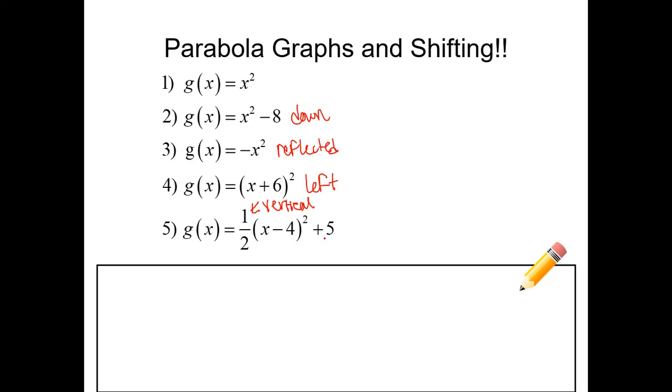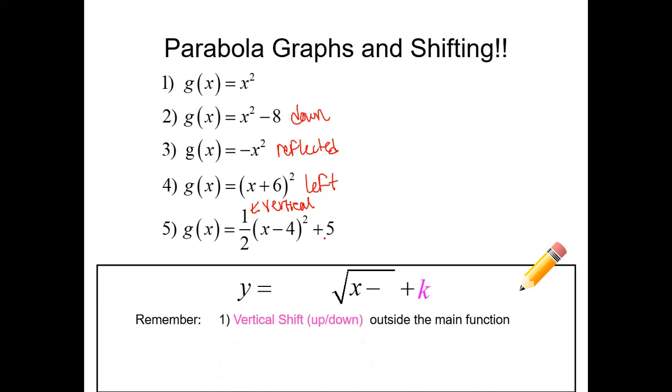So we have to keep in mind our graph shifts because that will also show up on a square root. So the first thing we have to remember, there's the number outside. That's the up and down outside the function to transform our graph or our table. We also have the horizontal shift, which is the left and right. Remember, a negative inside made us go to the right.